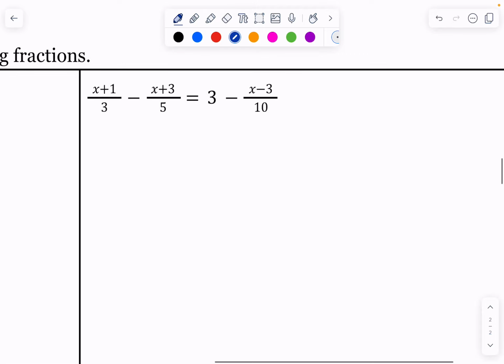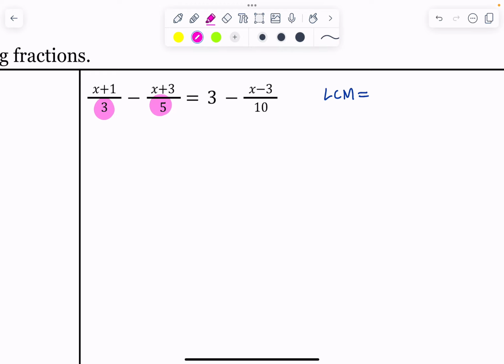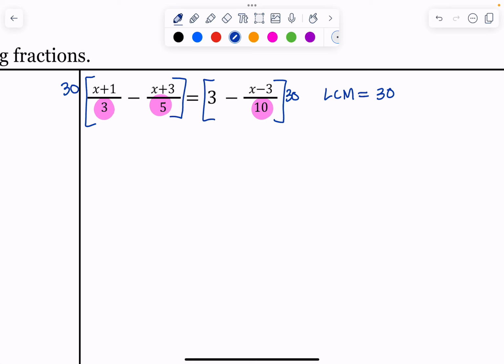All right, next problem, we want to clear the fractions. And so the least common multiple of our denominators, we've got 3, 5, and 10. The least common multiple is going to be 30. So I'm going to multiply everything on the left side by 30 and everything on the right side also by 30. So if I distribute here, I'm going to have 30 over 3 times x plus 1.